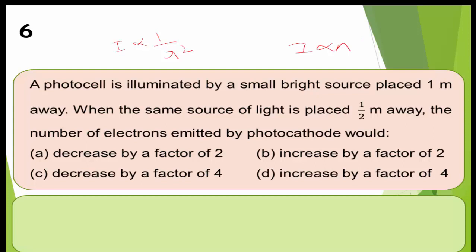When distance becomes half, intensity becomes 4 times. Hence, the number of electrons increases by a factor of 4, because it is replaced by 1 by 2 times r square, then it is 1 by 4 times. The number of electrons increases by a factor of 4 times. Option D is the right answer. I is directly proportional to n and I is inversely proportional to 1 by d square.